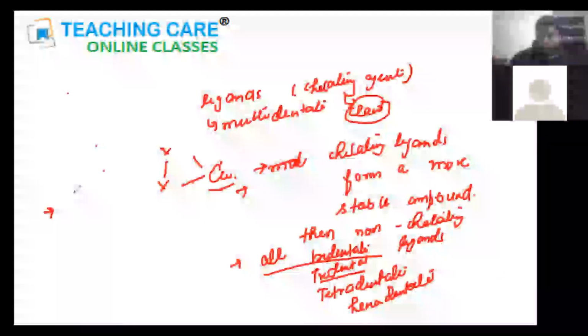Ammonia's formula is NH3. It has one lone pair of electrons. Charge is 0, and the ligand name is amine. Got it, Niklesh? Yes, sir. Second is water. Charge 0, and this is known as aqua. Got it?